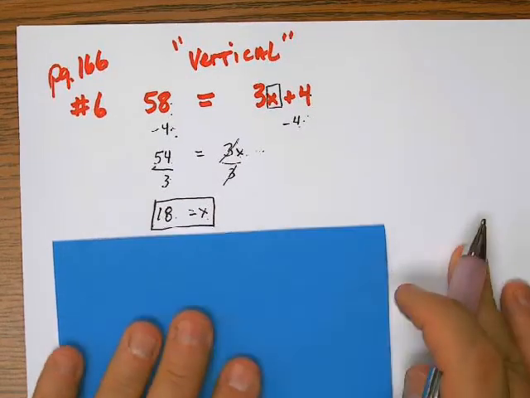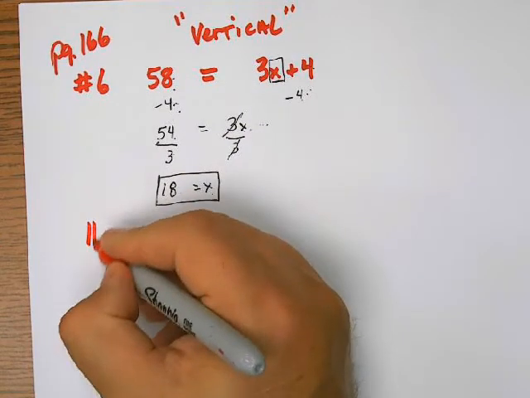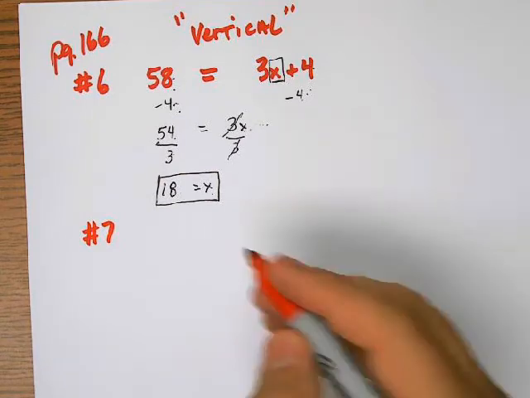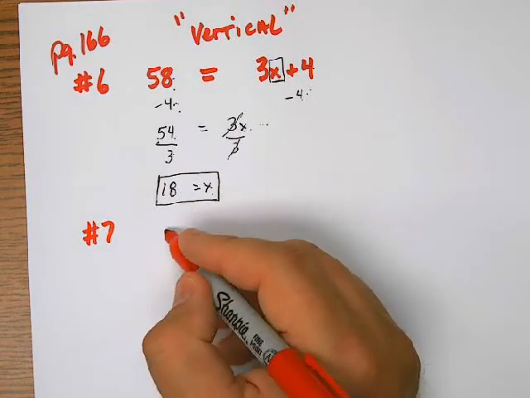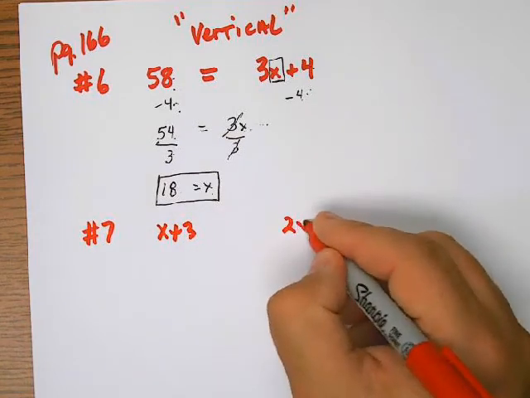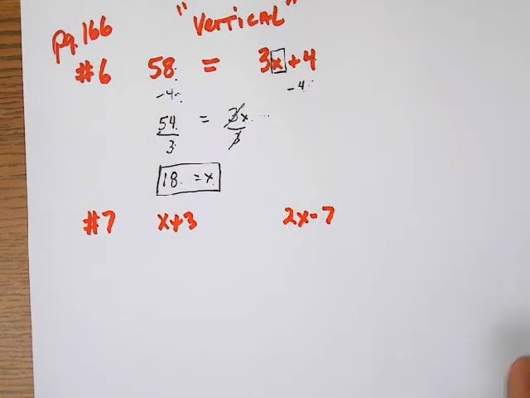All right. Bo, can you read off number 7, please? Oh, the reason I pick on you to read off is because you're in the back of the room, and that way everybody can hear. The measures of two vertical angles are given by the expression x plus 3 degrees and 2x minus 7 degrees. Find the value of x. What is the measure of each angle? Okay.